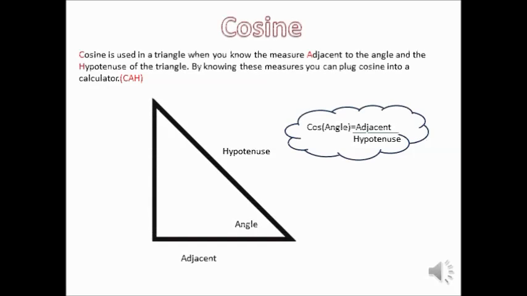Cosine. Cosine is used in a triangle when you know the measure adjacent to the angle and the hypotenuse of the triangle. By knowing these measures, you can plug cosine into a calculator. Cosine of the angle equals adjacent over hypotenuse.